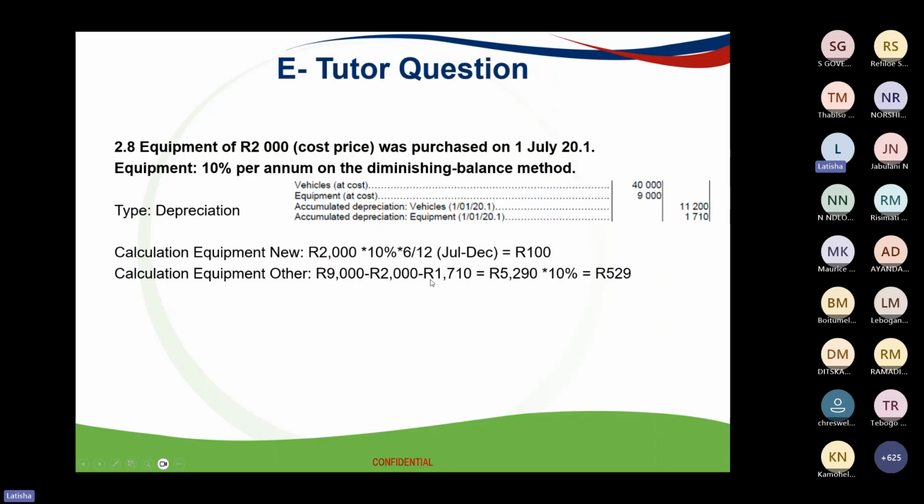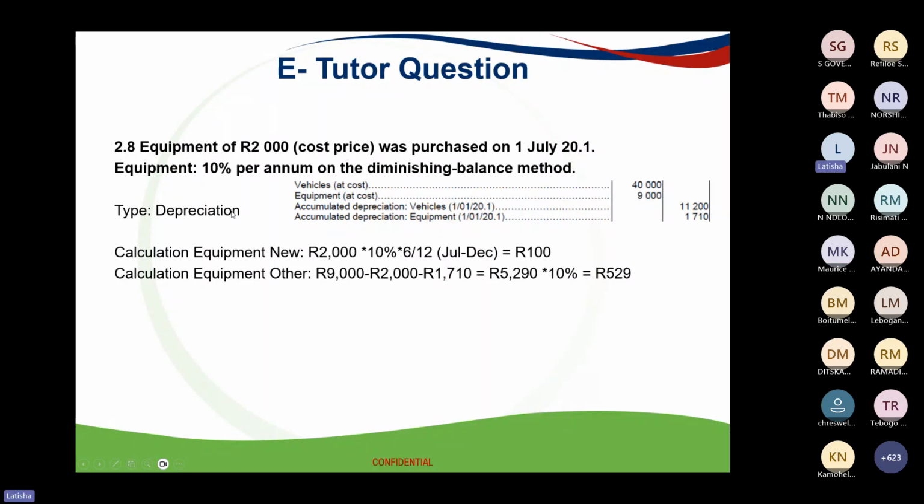So you minus that, that gives you your carrying amount. And you multiply that amount by your 10%. And the only reason we do it cost minus accumulated depreciation times by the percentage is because they said diminishing balance method. That is the method. When you see diminishing balance method, it's cost minus accumulated depreciation multiplied by the percentage or write-off percentage. Okay, so that is now the two elements.